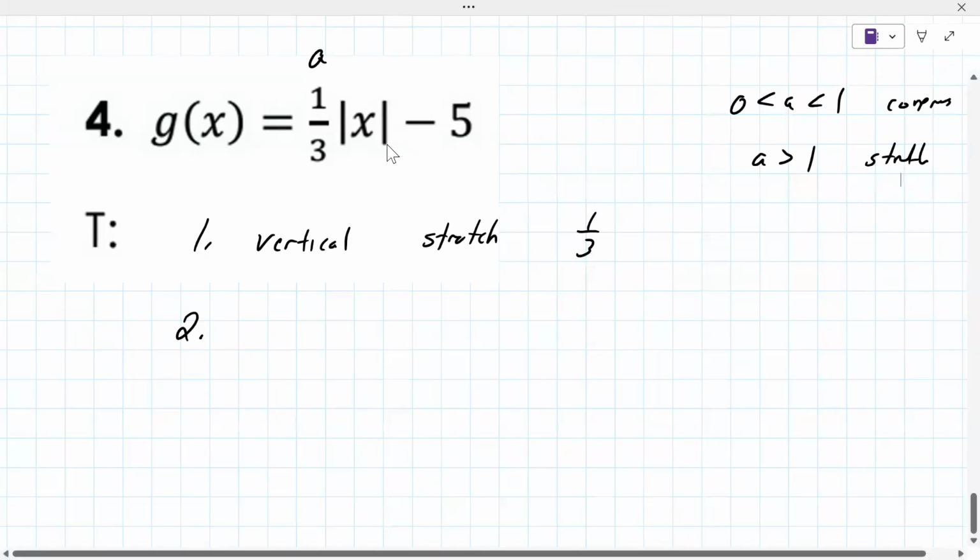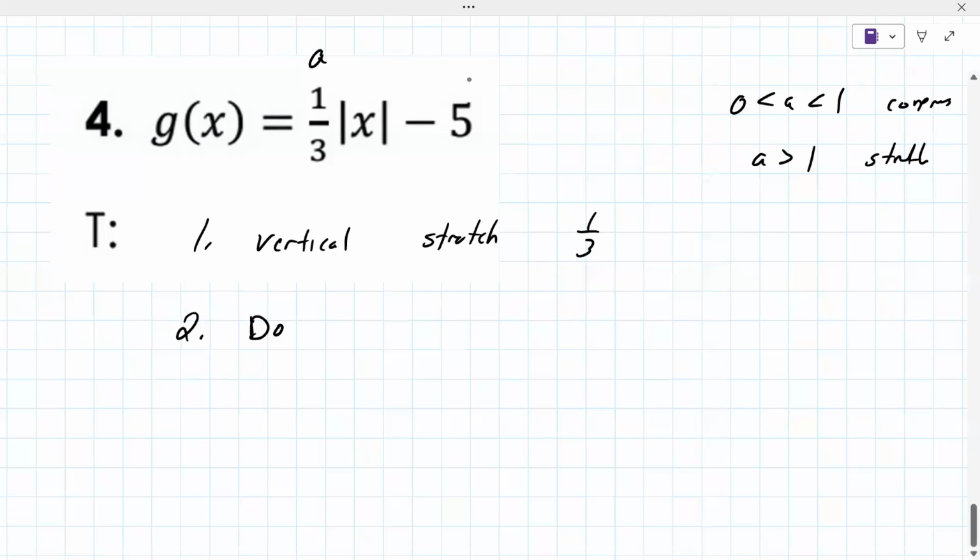The -5 would mean that it is to the left 5. That is, if it's inside parentheses, you have that, but it's outside the function, so it's down 5 units. Yeah.